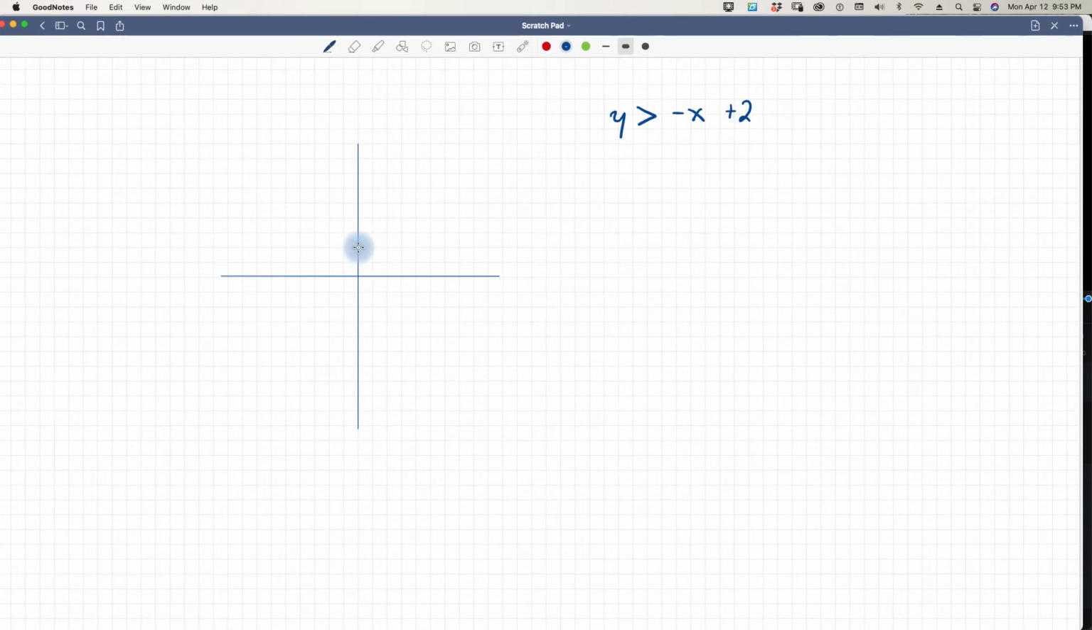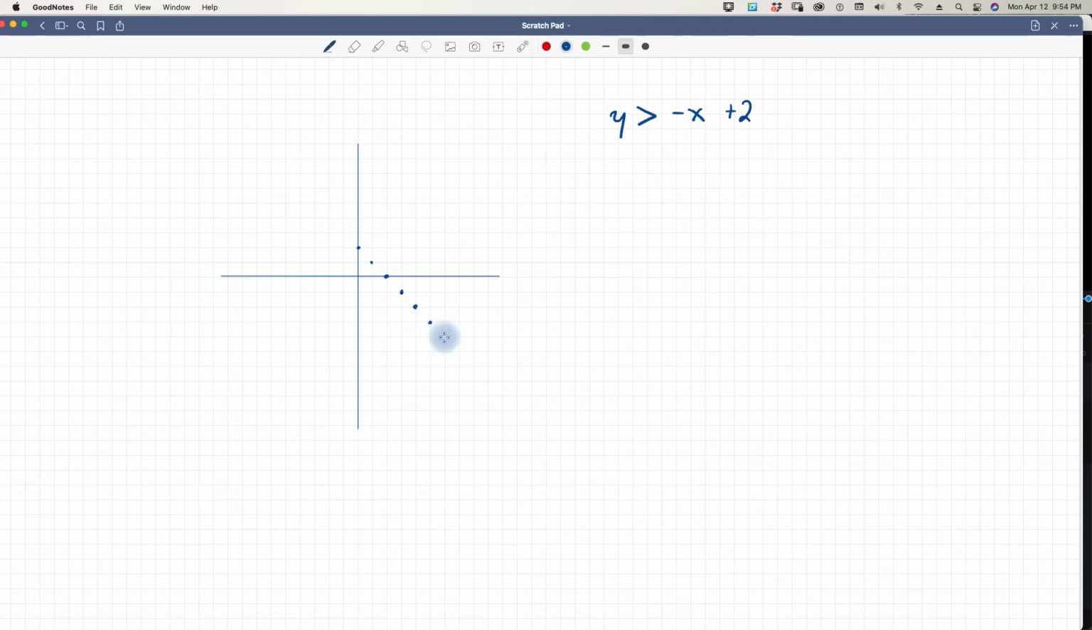That's our point. Okay, and we have negative 1 over positive 1 as our rise over run, because this is an imaginary 1 right here. And negative 1 over 1 is negative 1. So it's going to be down 1 over 1, down 1 over 1, down 1 over 1, and so forth and so on.